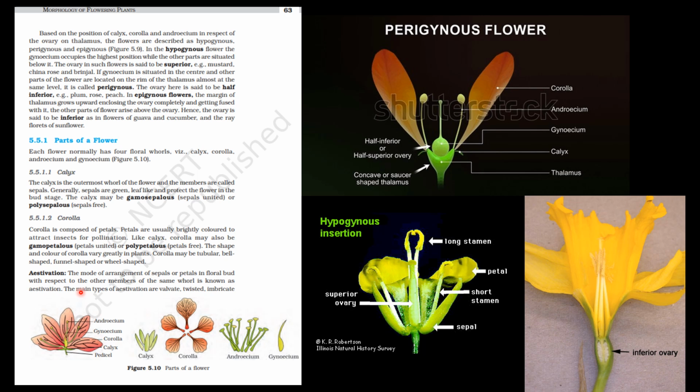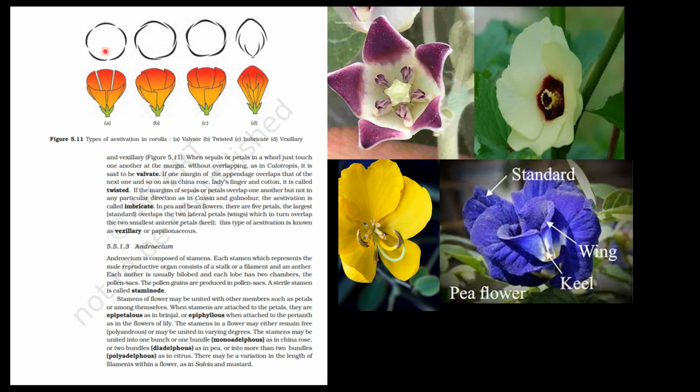Now, aestivation. Aestivation is simply the arrangement of sepals or petals in a floral bud with respect to the other members of the same whorl. There are different types of aestivation: valvate, twisted, imbricate, etc. So this is valvate, this is twisted, this is imbricate, and the last one is the vexillary. The examples are also given here.